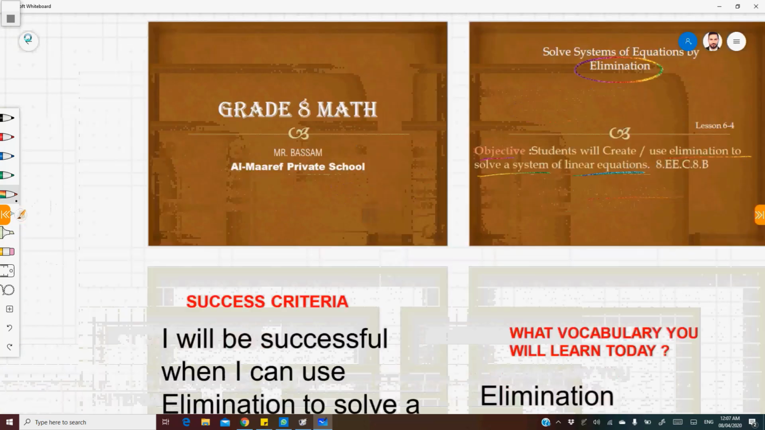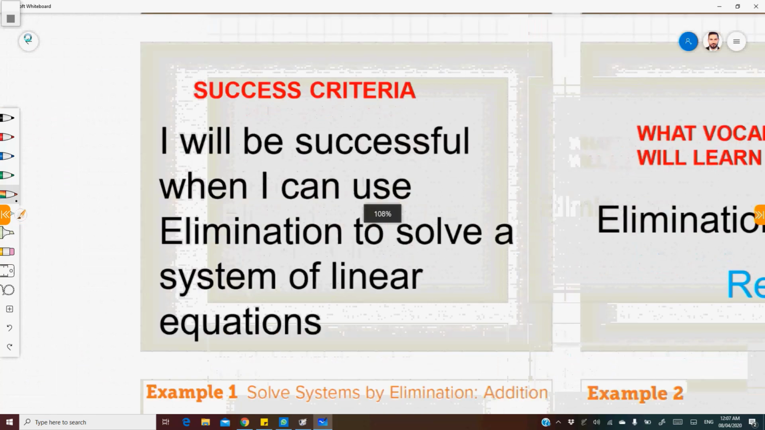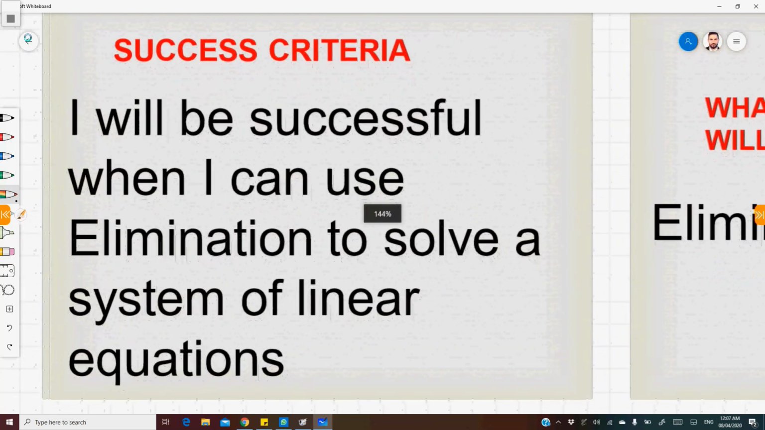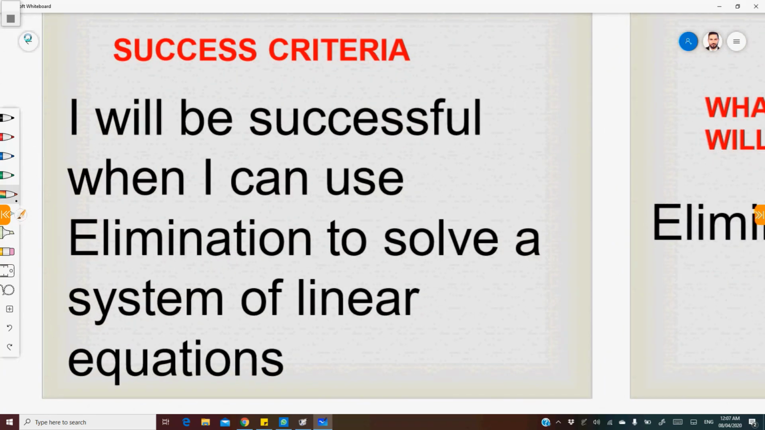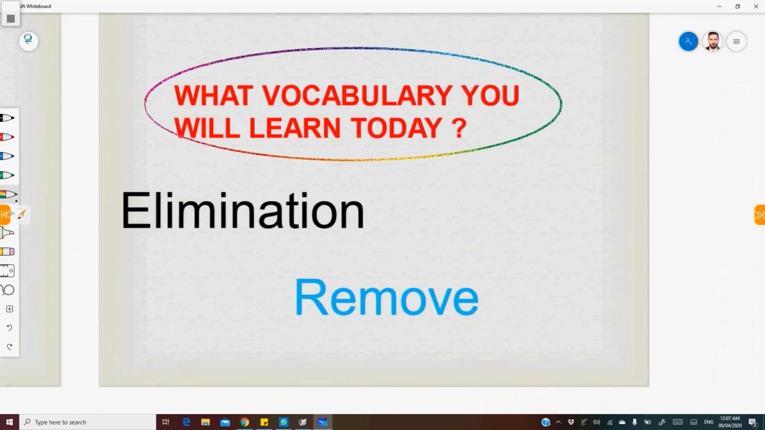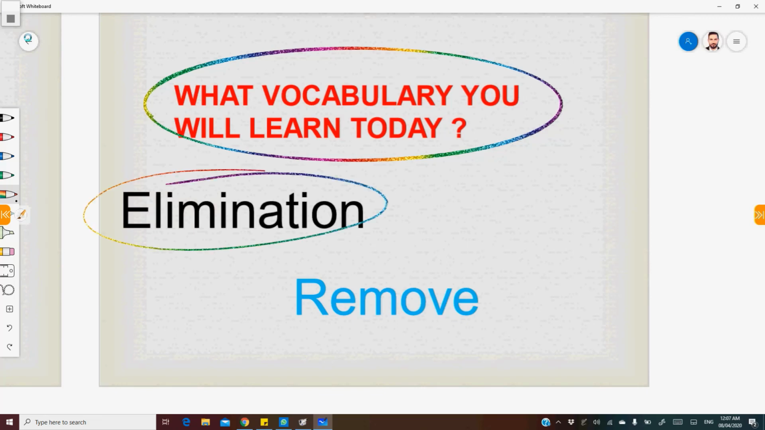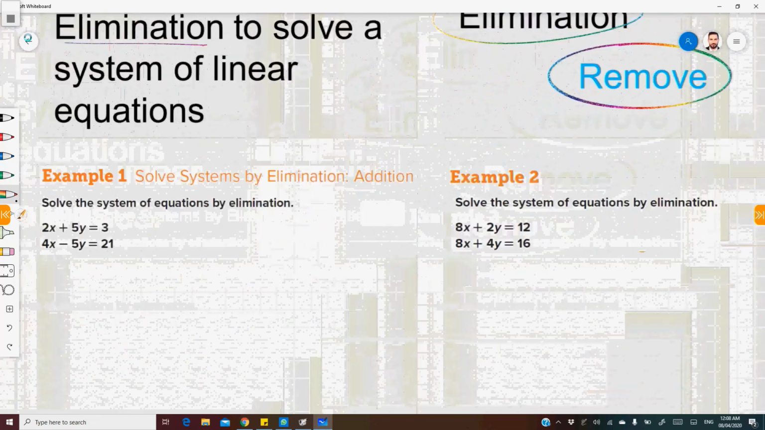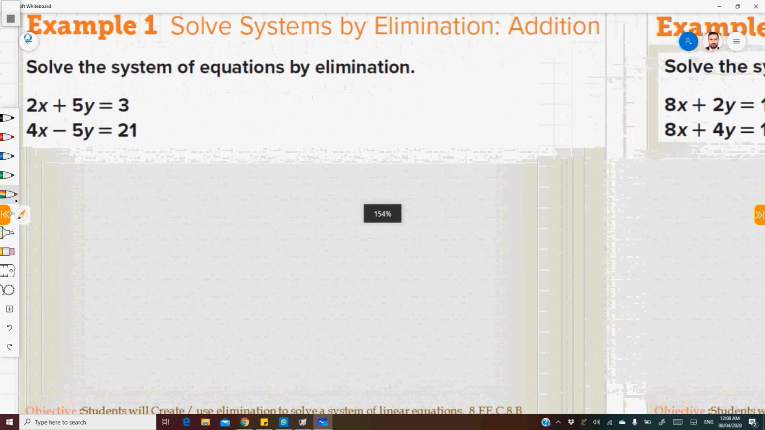As usual, we have to take the success criteria, and our success criteria today is you will be successful when you can use elimination to solve a system of equations. What is our vocabulary today? Our vocabulary today is elimination, and we understand that the word eliminate means remove. Correct. Let's use the elimination method to solve a system of equations.